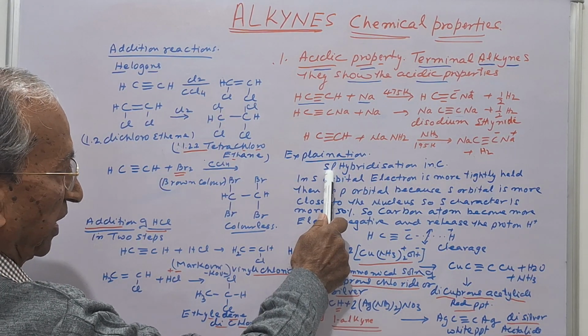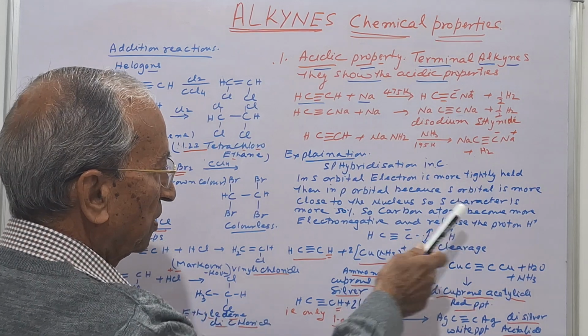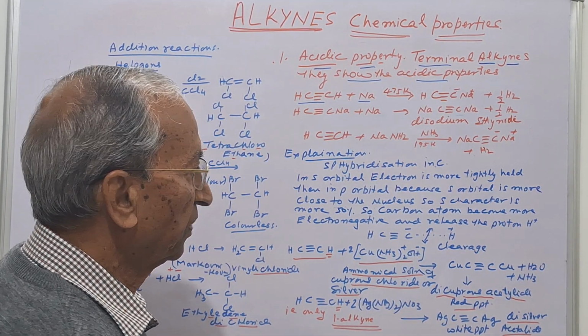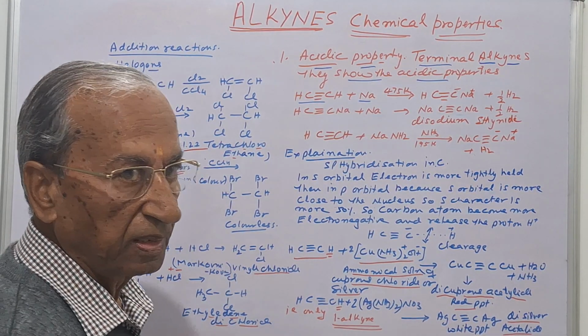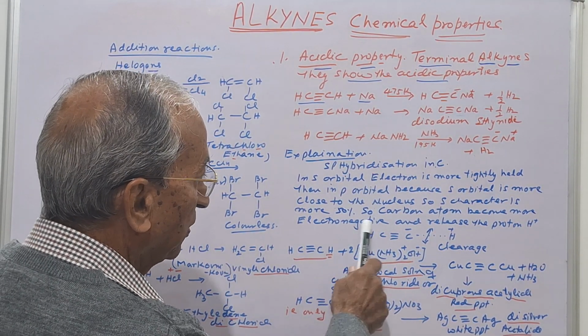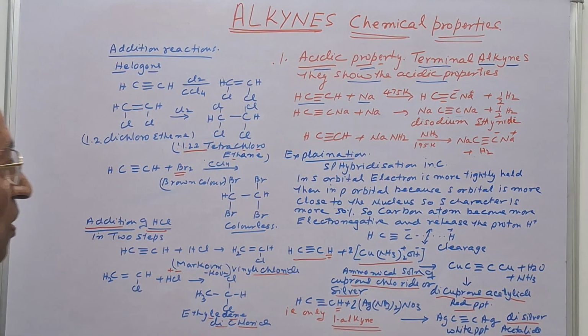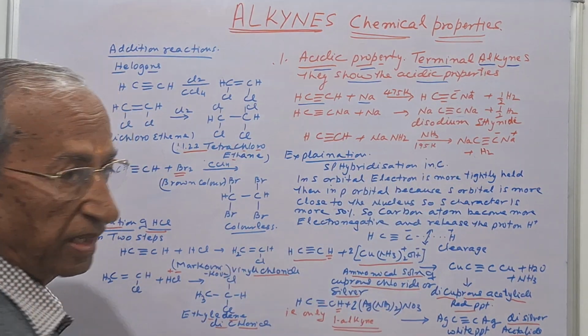Simply due to the sp hybridization, the s orbital is very close to the nucleus, so it is tightly bound, and the electron of the carbon-hydrogen bond is shifted toward the carbon, making it more electronegative, and then release of the proton takes place. Okay, so this is how the acidic property of the terminal alkynes can be explained.